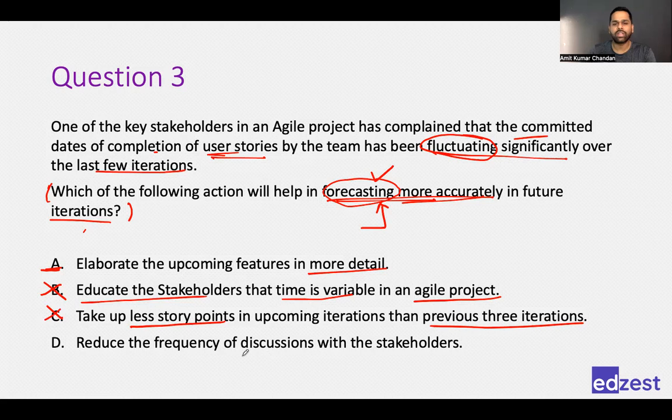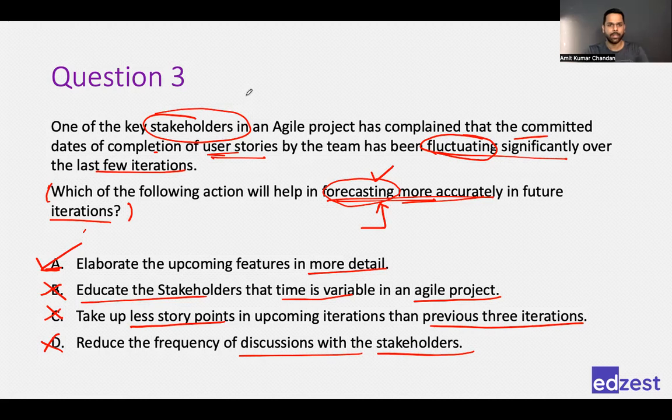Reduce the frequency of discussion with the stakeholders. So the stakeholder is complaining, and we just don't discuss with them. Not a good choice at all. So none of the other options is helping in improving the forecasting. We can eliminate those, and A becomes the best choice. Is it clear, everyone?